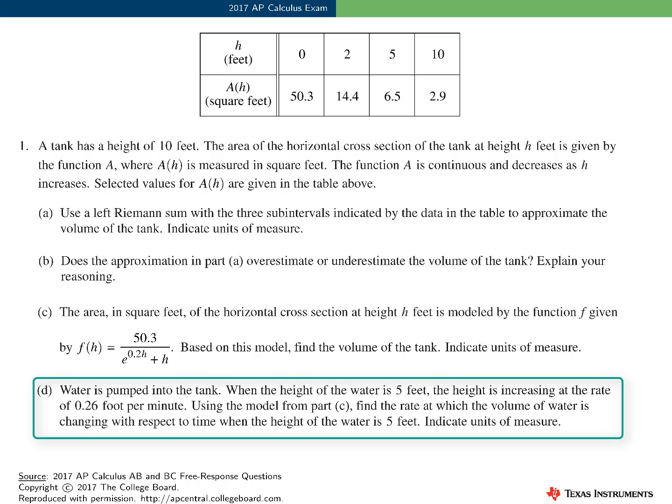In part D, water is being pumped into the tank, and we know that when the height of the water is 5 feet, the height is increasing at a rate of 0.26 feet per minute. Using the model from part C, we need to find the rate at which the volume of the water is changing with respect to time when the height of the water is exactly 5 feet.